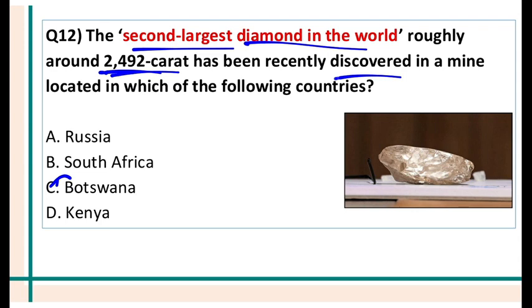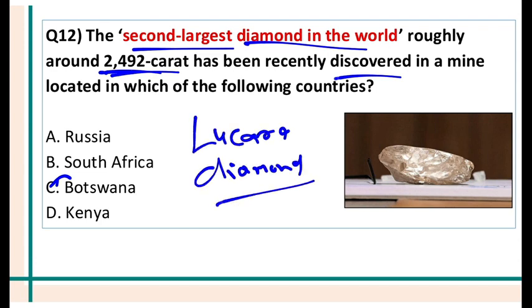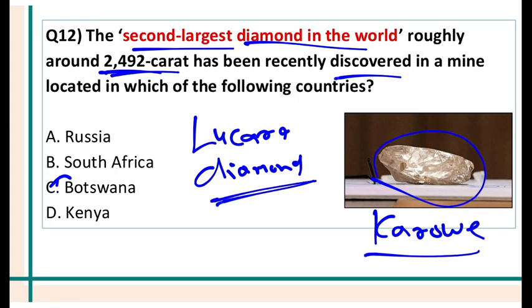So this diamond was uncovered by a Canadian company called Lucara Diamond. The company was able to discover the diamond using X-ray transmission technology. This diamond mine is called Karowe diamond mine, from where this diamond was unearthed, and the company is called Lucara Diamond. Now this is the second largest diamond in the world.